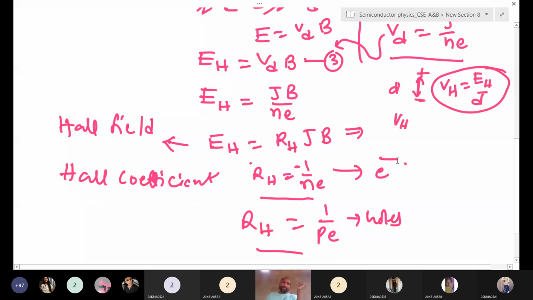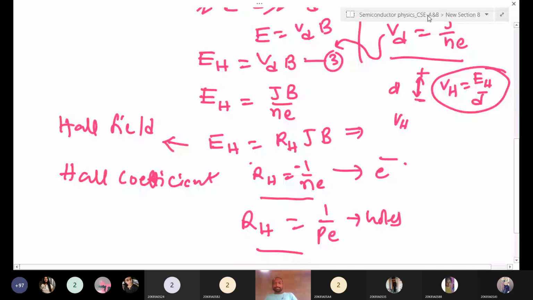Simply, if you want EH, it is VH by D. You substitute here in this place. Suppose this is the Hall field and you want the Hall voltage. What you will do is substitute VH by D in place of this one: VH by D is equal to RH into JB. From this expression, you can write VH is equal to RH JB D. D is the thickness of the sample. This is the Hall voltage expression.